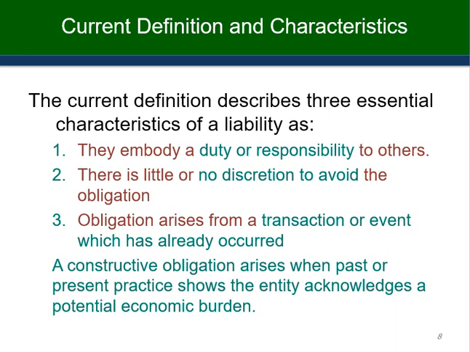So the current definition talks about a duty or responsibility that the firm has to others. It also talks about the entity not having any way of avoiding the obligation. If they can avoid the obligation, then obviously it's not an obligation. And any transaction or other event creating the obligation has already occurred, so it's a past creation of the obligation. This is similar to the proposed definition that was listed in the conceptual framework that we mentioned just a second ago.